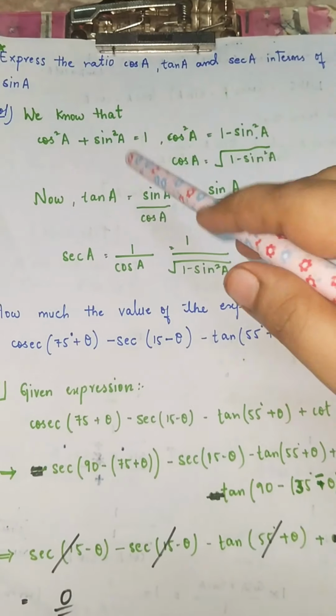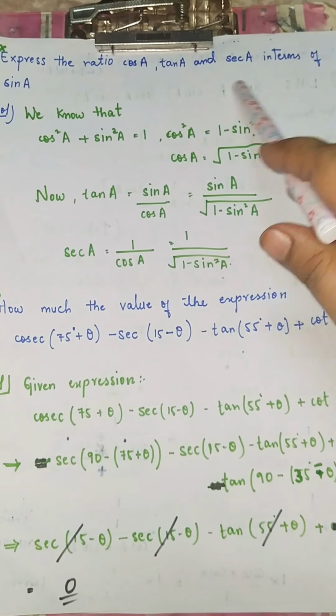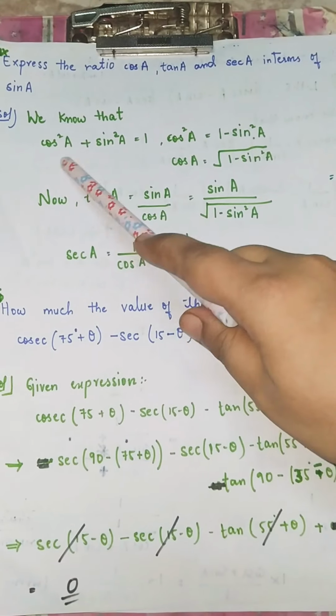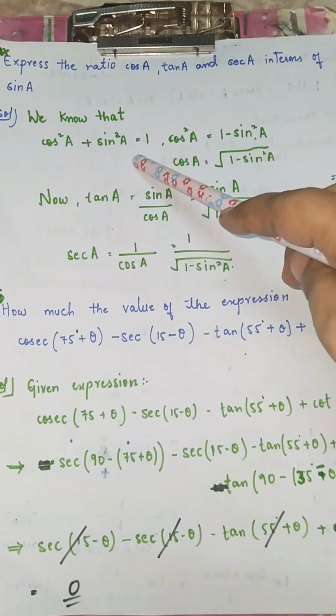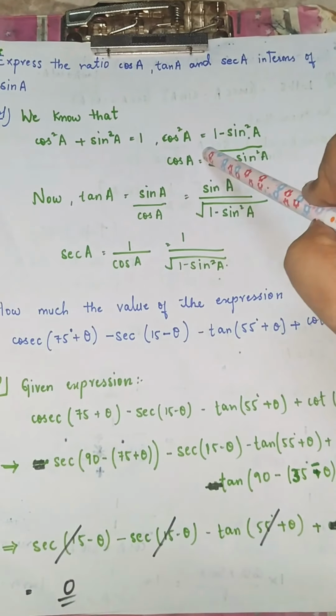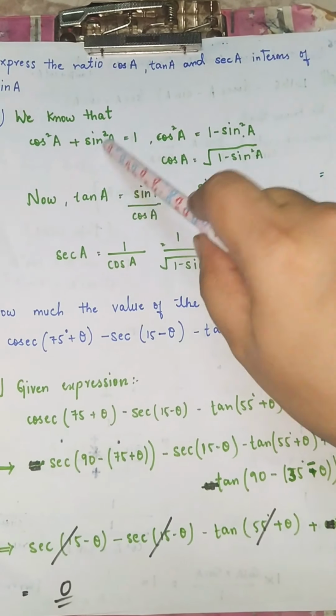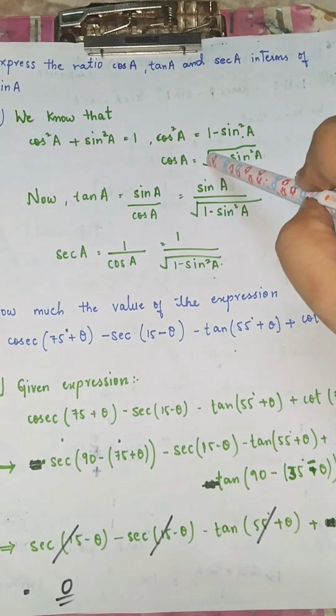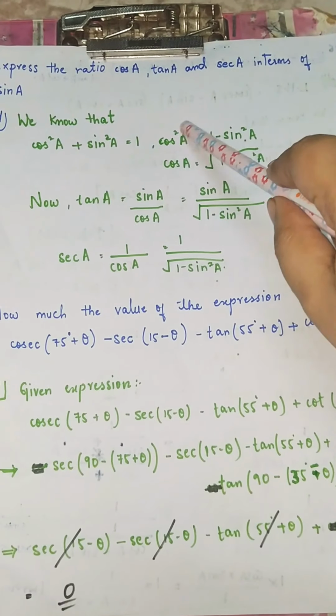In some of trigonometry, express the ratio cos A, tan A and sec A in terms of sin A. We know that cos square A plus sin square A is equal to 1. This is one of the identities. We can take cos square A is equal to 1 minus sin square A. Then cos A is equal to root 1 minus sin square A. We have to take this square as root.